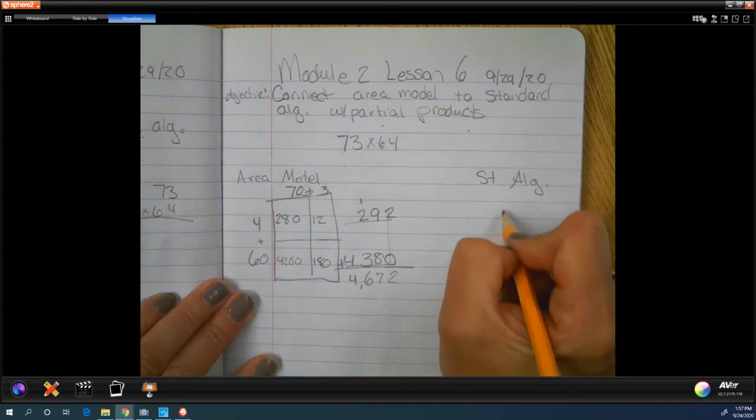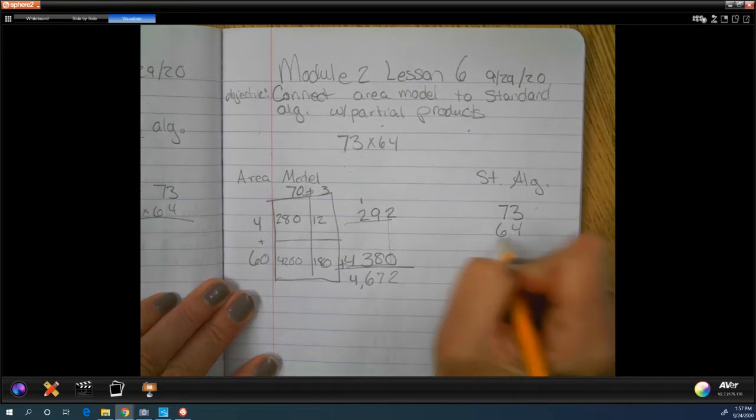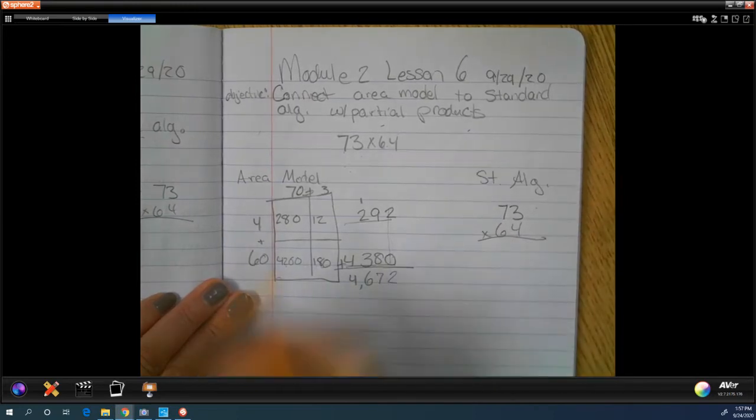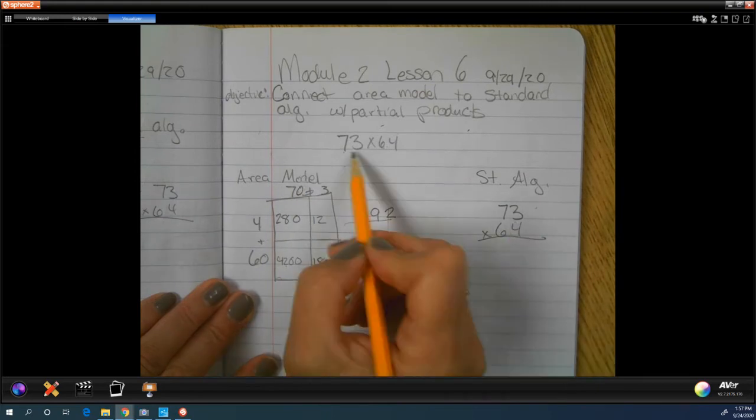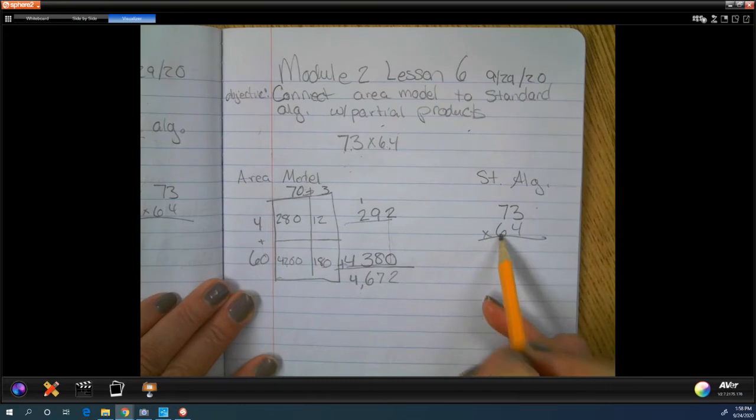Now they also want us to do it in a standard algorithm. So I'm going to take my top number and put it on top. And take my bottom number and put it on the bottom. Whatever's on top here is on top here, the first number. Whatever's the second number is the bottom.